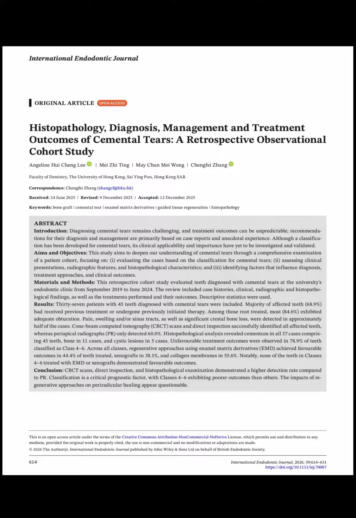For the regenerative approach, the study questions the routine use of regenerative materials, as they did not significantly improve outcomes in high-risk classes. This paper has some limitations. First, the sample size within some classification stage subgroups is very small, and there was also unblinded assessment, where the assessors were aware of the suspected diagnosis and treatment modalities, which could introduce information bias into the radiographic and histopathological evaluation.